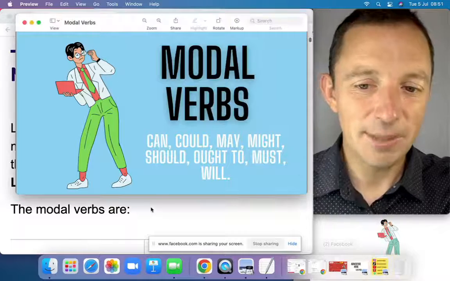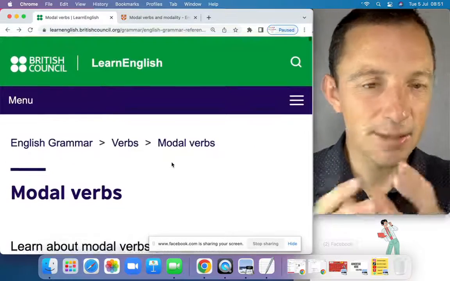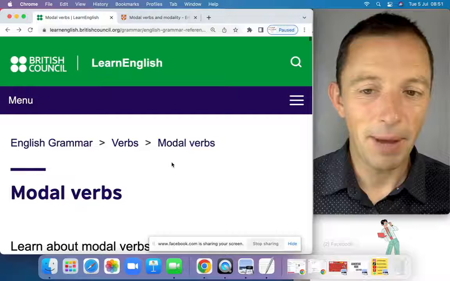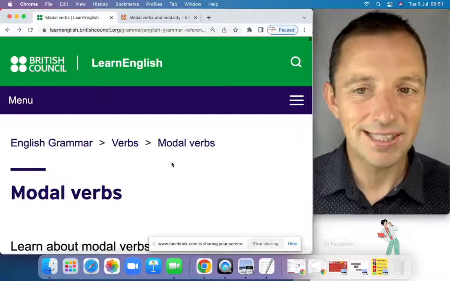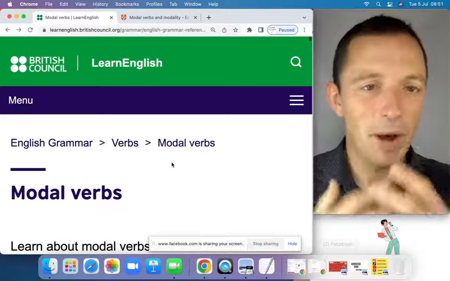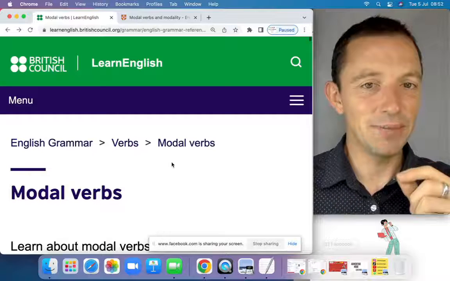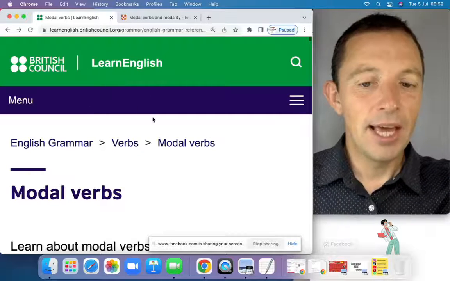So let's begin. This is the page. We use this page most of the time. It's the British Council website, specifically the section to learn English.